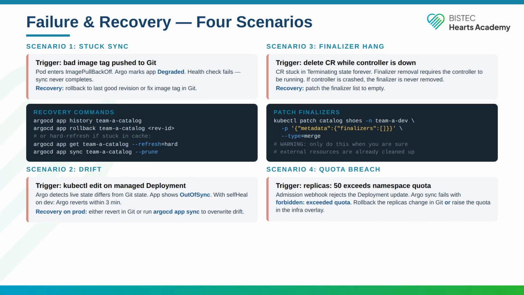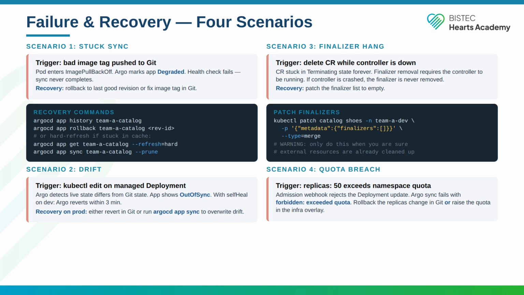Running through failure scenarios deliberately is how you build real confidence in the platform. If you can break it and recover it cleanly in a controlled environment, you know the recovery paths work under stress, not just on paper. Scenario 1. Stuck sync. Push a manifest that references a container image tag that does not exist in the registry. The deployment is created, but the pod fails to pull the image. Argo CD marks the application as degraded.